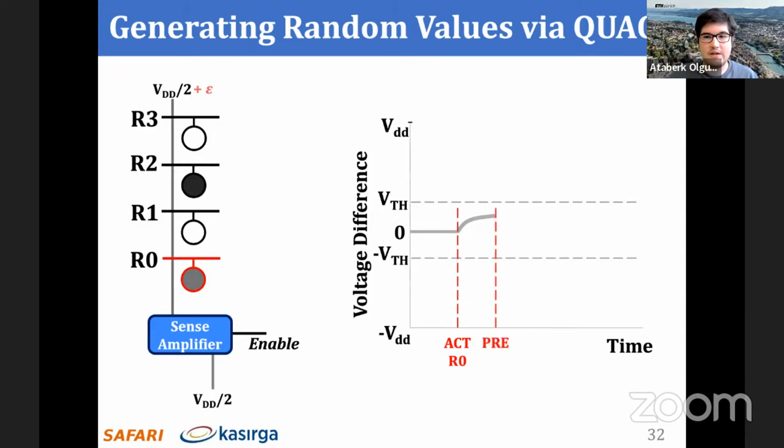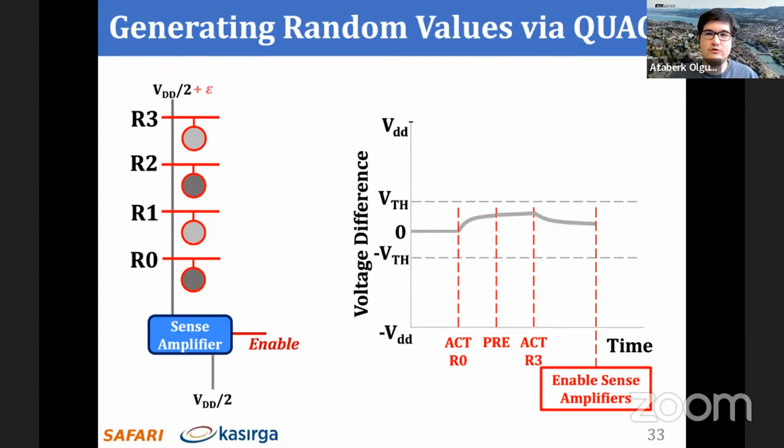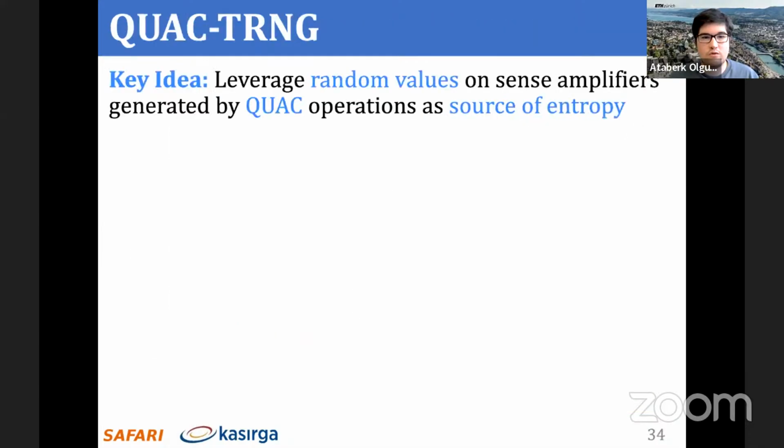Next, we send a precharge command, quickly followed by another activate command to row 3. And the second activate command enables the remaining 3 rows and keeps the first row open as it interrupts the precharge process. The sense amplifier is enabled soon after the second activate command. However, since the deviation in the bitline voltage does not exceed the reliable sensing threshold, the sense amplifier amplifies the value on the bitline randomly due to noise originating from random physical processes, either towards VDD or towards minus VDD.